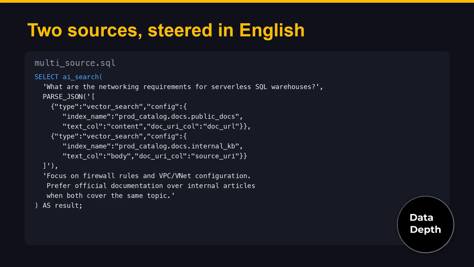And this is the one I would demo to a room. 2 indexes, the public docs and the internal wiki. Then 1 line of instructions that fixes a problem every large company has. Prefer official documentation over internal articles when both cover the same topic. Think about what that sentence is doing. It is resolving the classic failure where a 3-year-old wiki page outranks the current documentation. That used to be a re-ranking model somebody tuned. You just wrote it in English.